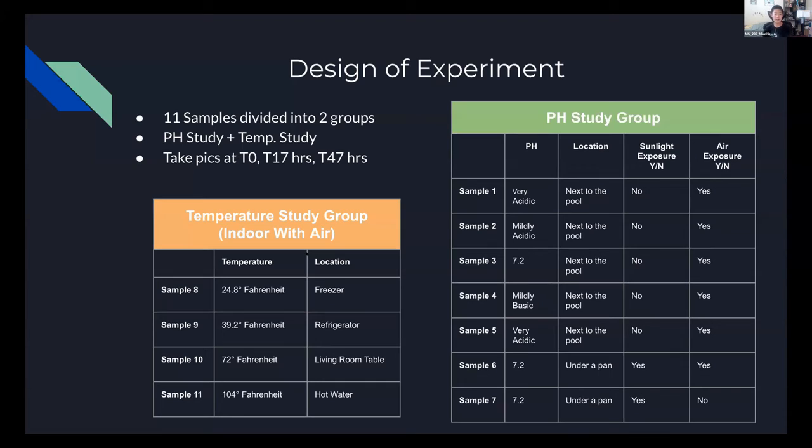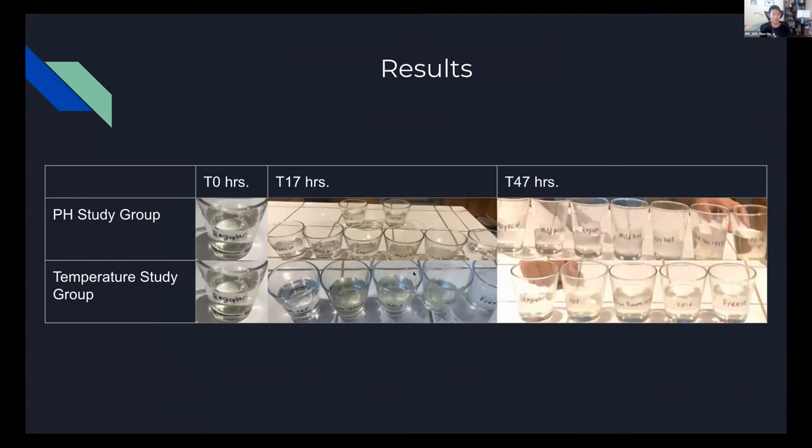For the temperature study group, I put them under different temperatures. Some were in the freezer, some were in the refrigerator, and then one was in hot water and one was on the living room table. The results of my study: they all look the same at 0 hours, but then they start turning greener or less green the farther you get.